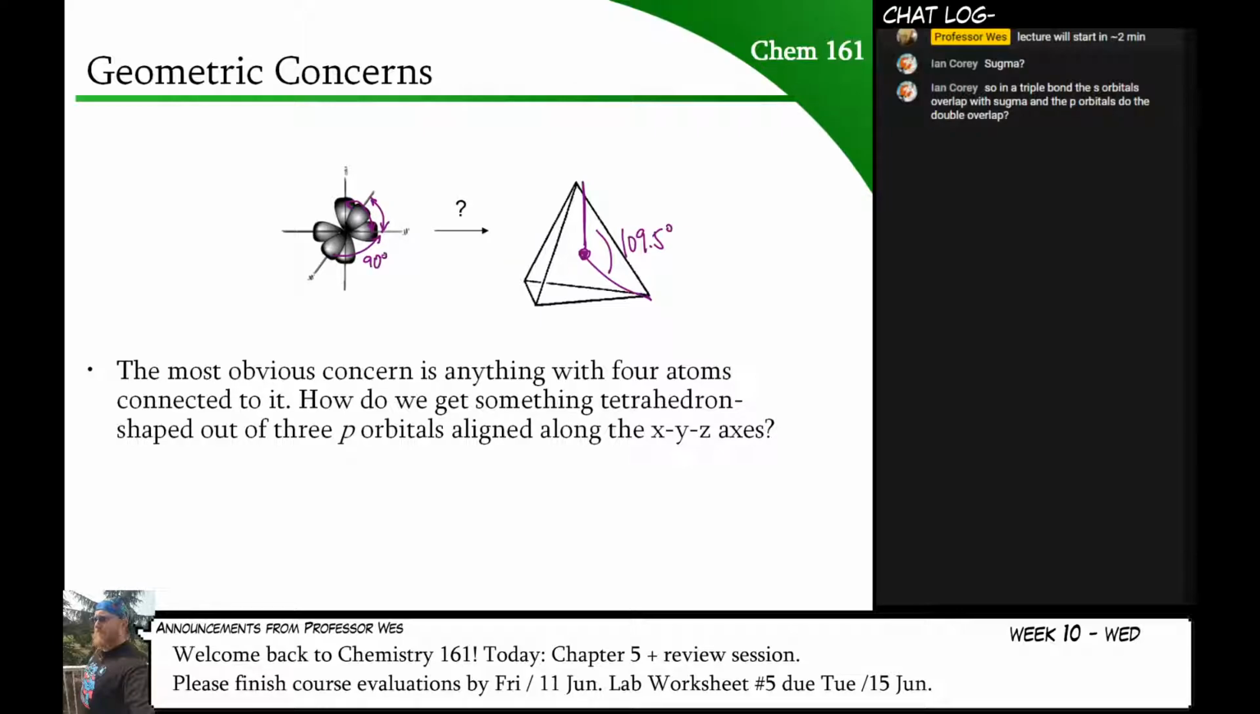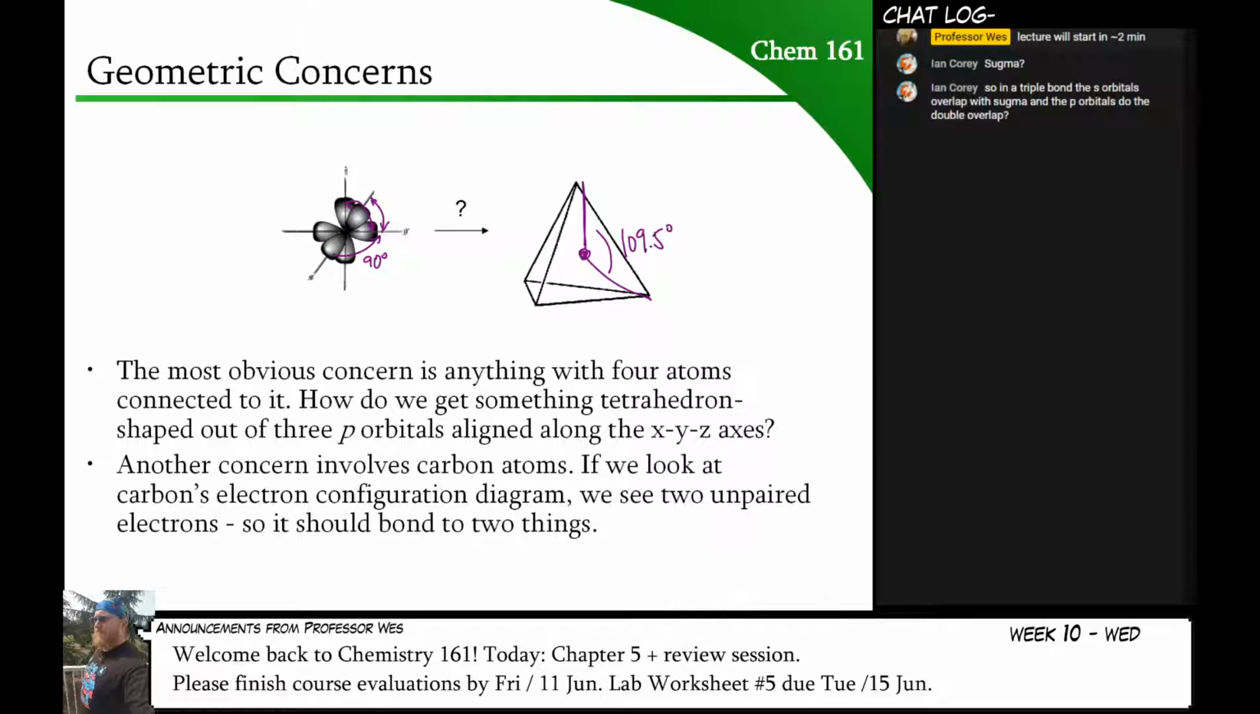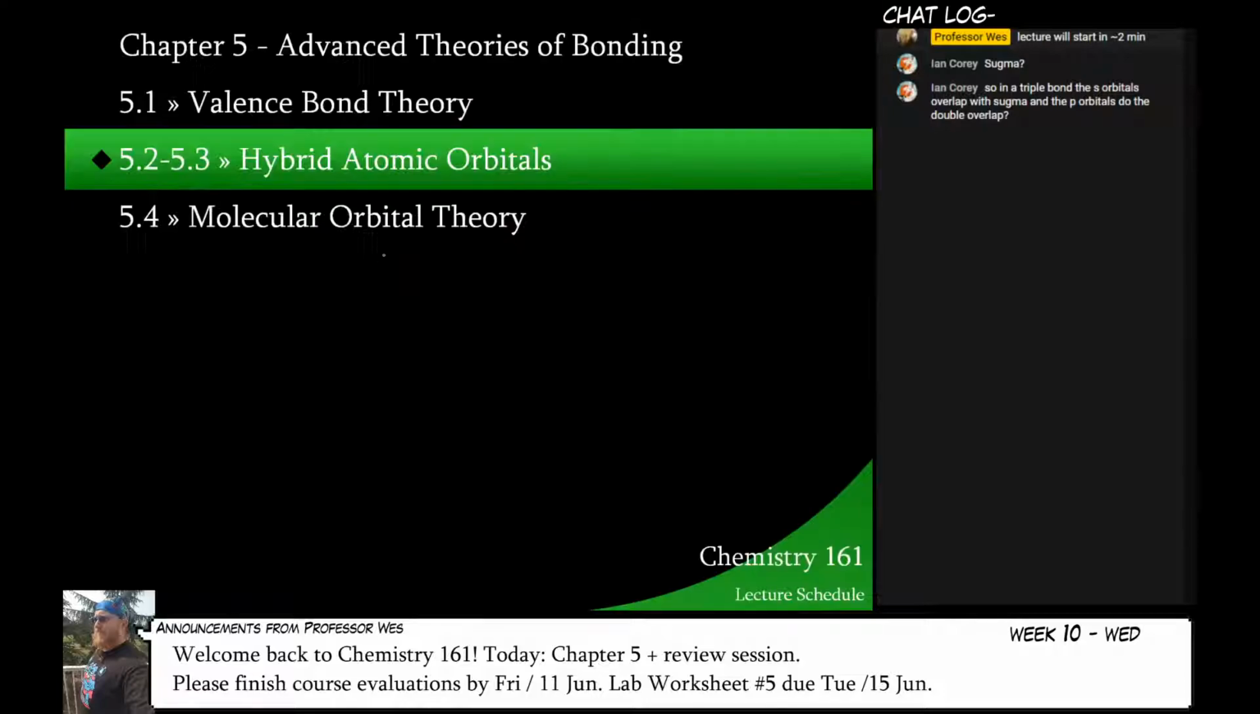So they're all 90. So it becomes impossible for this to be how bonding occurs. And so what we have to do is figure out what is going on. And the answer to that is we cheat.